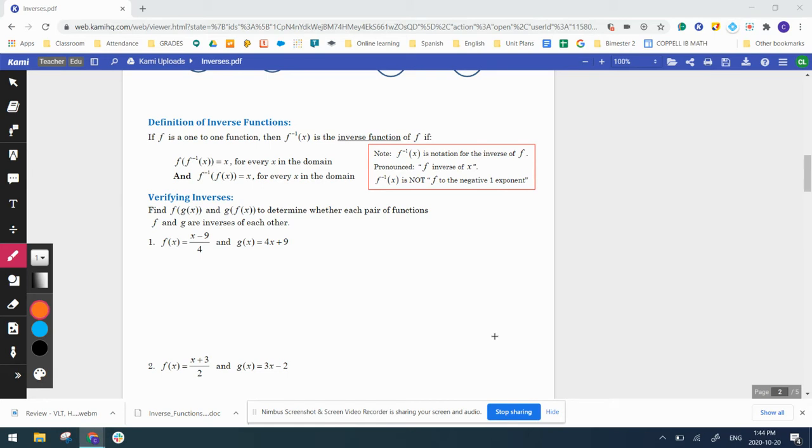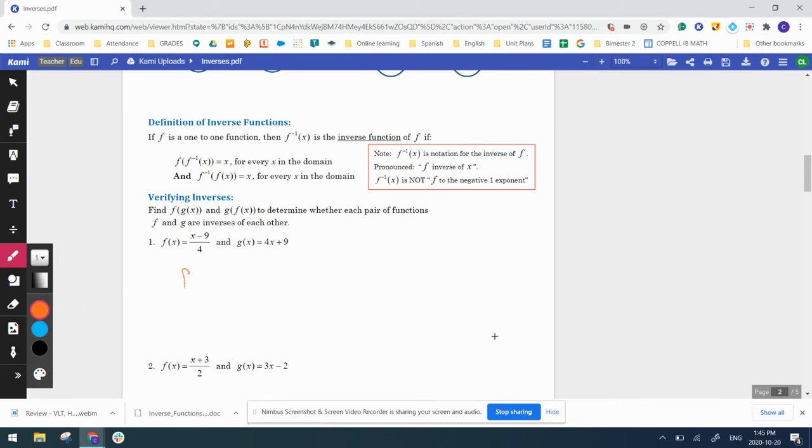It's pronounced f inverse of x. So this is not f to the negative 1 exponent. This is just the notation that we use to mark inverse. So if I want to verify that these pairs are inverses, I need to find the composite.